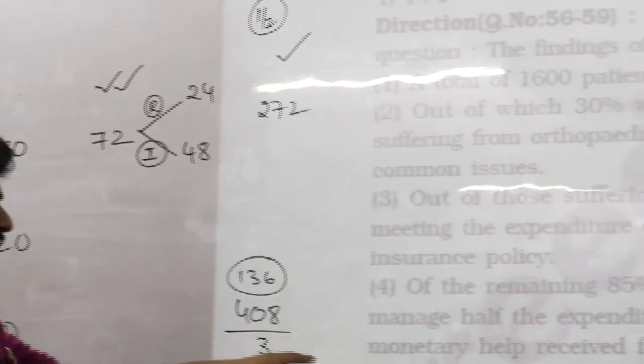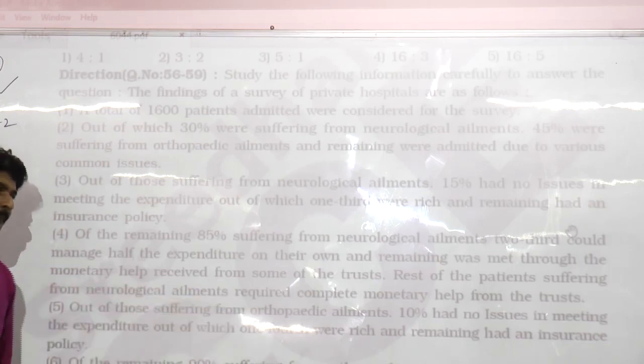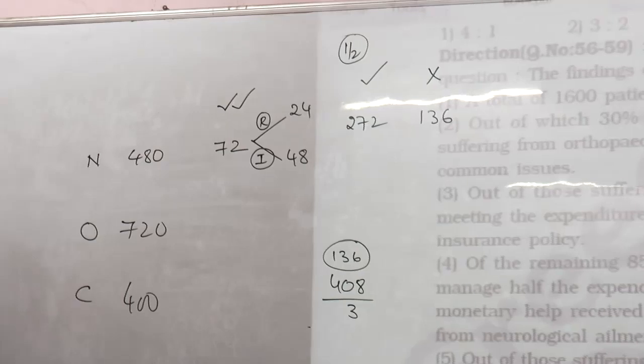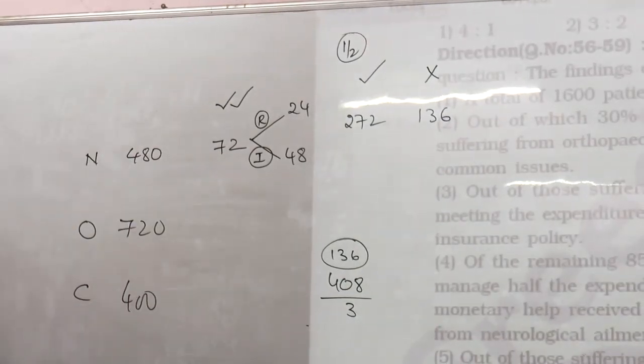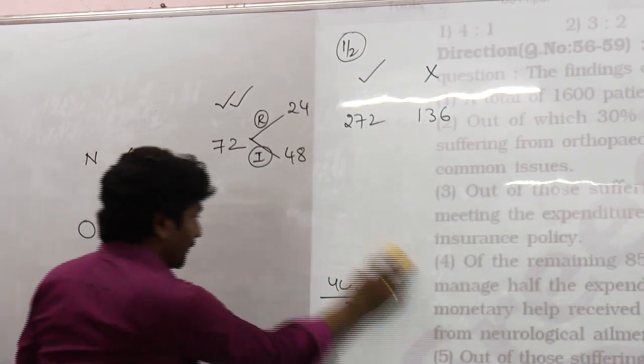That is over, right. 2/3 could manage half the expenditure on their own and the remaining was met through the monetary help received from the trust. Rest of the patients suffering from neurological ailments required complete monetary help from the trust. Remaining guys are 136. So 136 cannot pay the bill, so they need complete help from others. Comfortable? Done everyone? Next. Fourth point is also over.